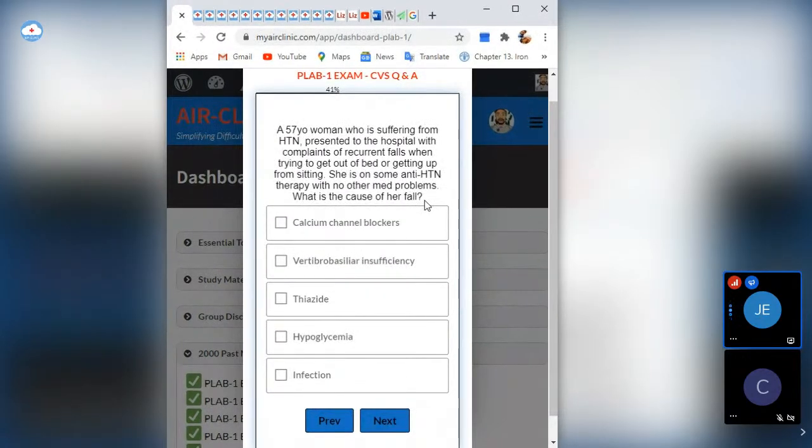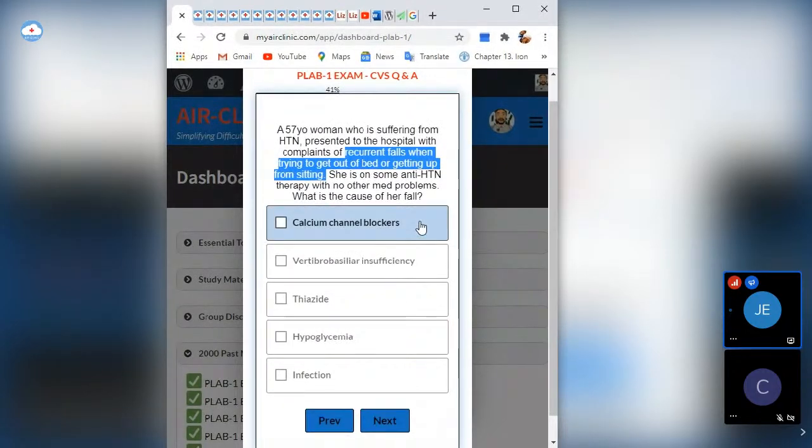So the question now is, what is she suffering from? She's hypertensive, she's 7. She came to the hospital because she's having recurrence. Recurrence means it happens all the time. Recurrent falls when trying to get out of bed or getting up from sitting. So this is postural dizziness, definitely. When she's lying down, she's fine. But immediately she tries to get out of bed, like she tries to ambulate, she falls. So which of these drugs can cause postural hypotension?